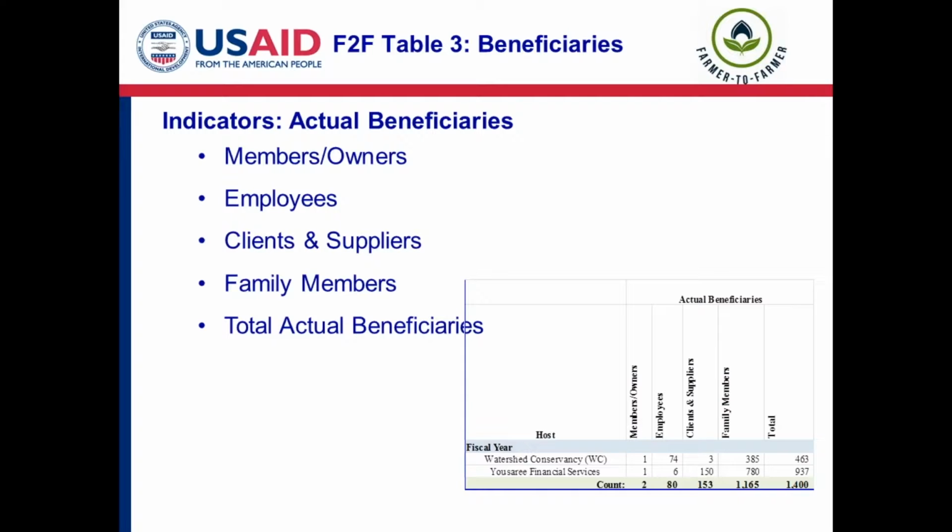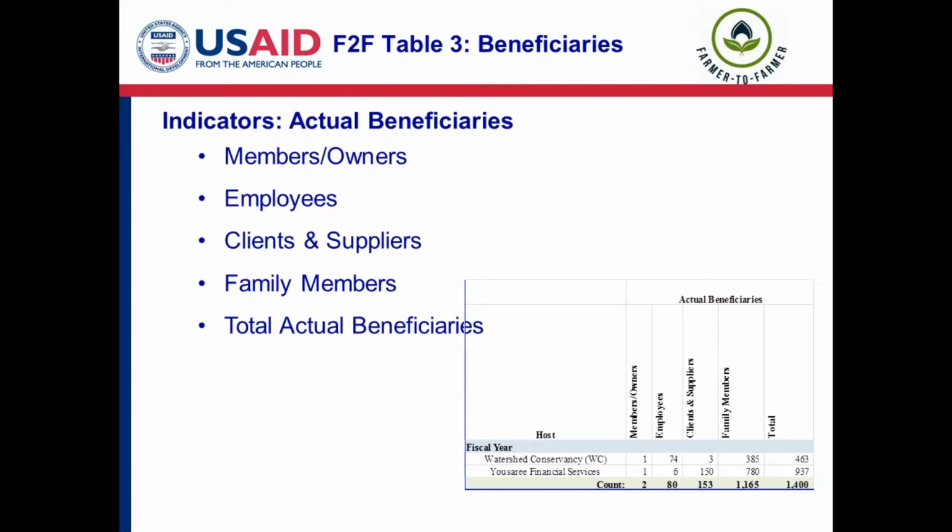A lot of times we think of our measures of success being increases from the baseline to the impact. That's not something we're looking for with actual beneficiaries. We expect, in most cases, that this number will decrease from what we have in the baseline, because in Table 2, when we look at the potential beneficiaries, we're looking at basically anyone connected with the host that we think could possibly benefit. We're looking for our outreach potential.